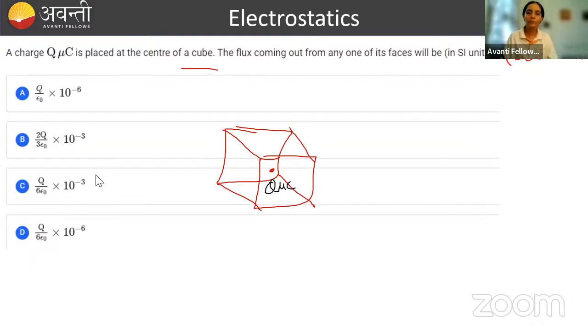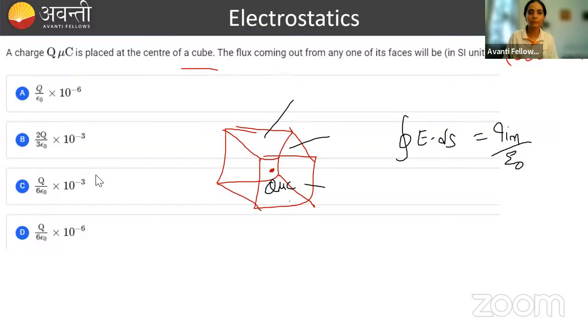You have studied Gauss's law. Gauss's law tells us that the flux through a closed surface, that is E dot dS, is equal to Q enclosed divided by epsilon naught. In this case, the cube is a closed surface, so the total flux will be the total charge inside divided by epsilon naught. Now the question is, what will be the flux through any one of its surfaces?